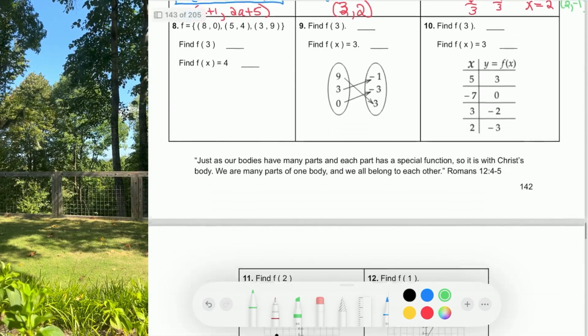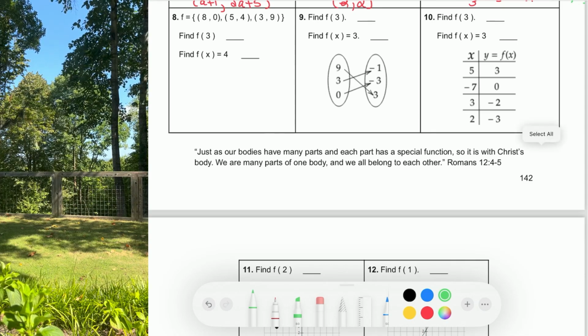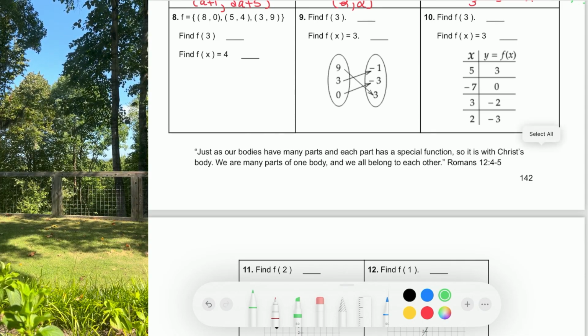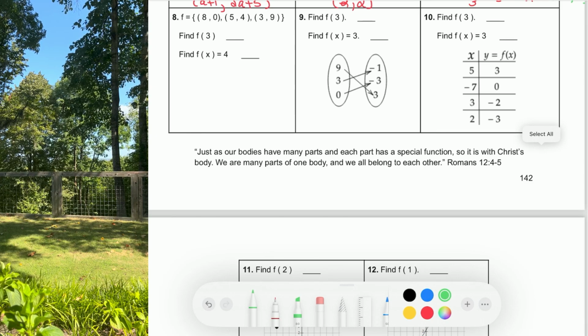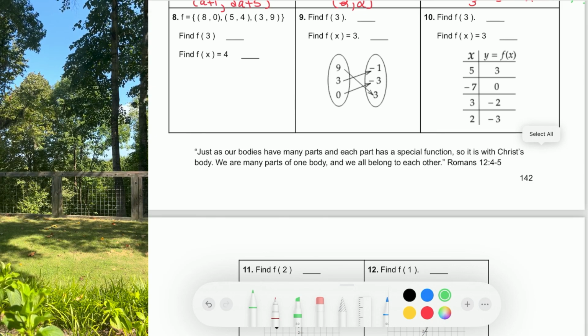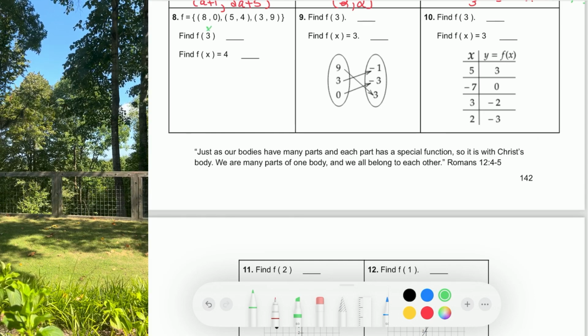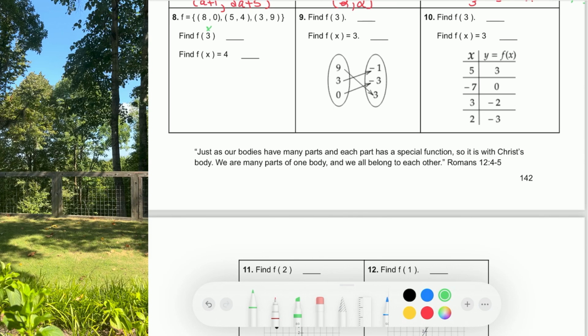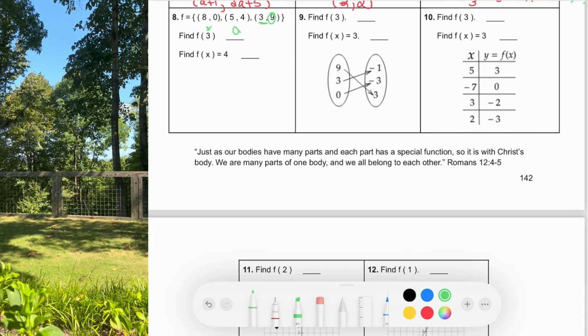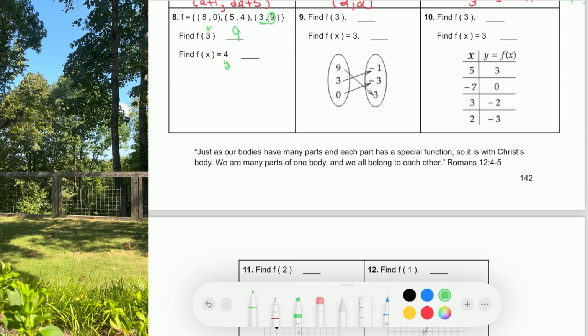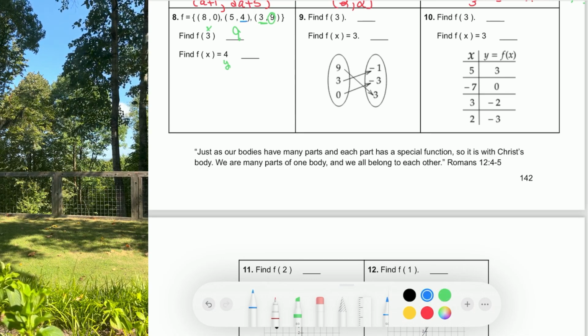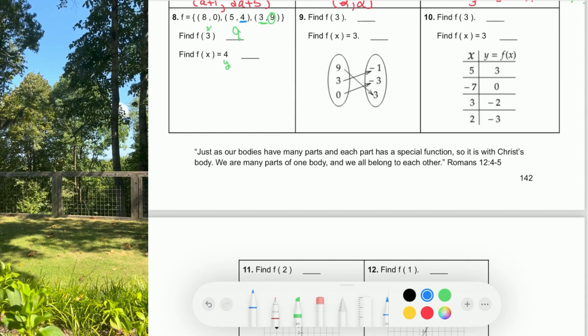All right, let's look at number 8. This one has the function equals, and then it has a list of ordered pairs: (8, 0), (5, 4), (3, 9). And they say find f of 3. So remember that 3 is in the location where x normally is. So what they're saying is, if our x is 3, what is our y? Well, if x is 3, our y is 9. And that's what we would put there. The next one says find f of x equals 4. So what they replaced was the y. And they're saying if our y is 4, what is our x? Well, our x would be 5.